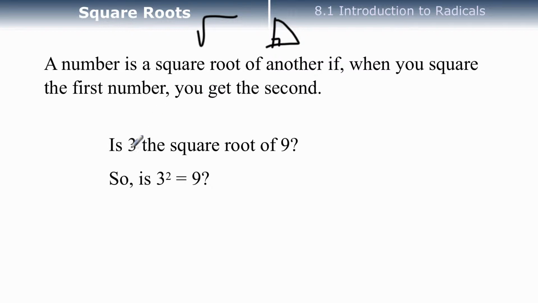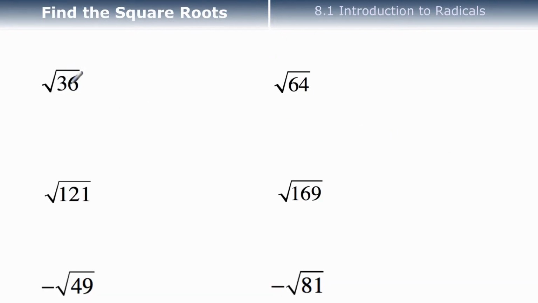For example, if I wanted to know if 3 is the square root of 9, then if I square this first one, do I get the second one? Yeah. So 3 is equal to the square root of 9. So this square root symbol is asking you really what number, when you multiply it by itself, gives you that. So let's try a couple. What number, when you multiply it by itself, gives you 36? Of course, the answer is 6. 121 is 11, 64 is 8 times 8. 169 is 13 times 13.